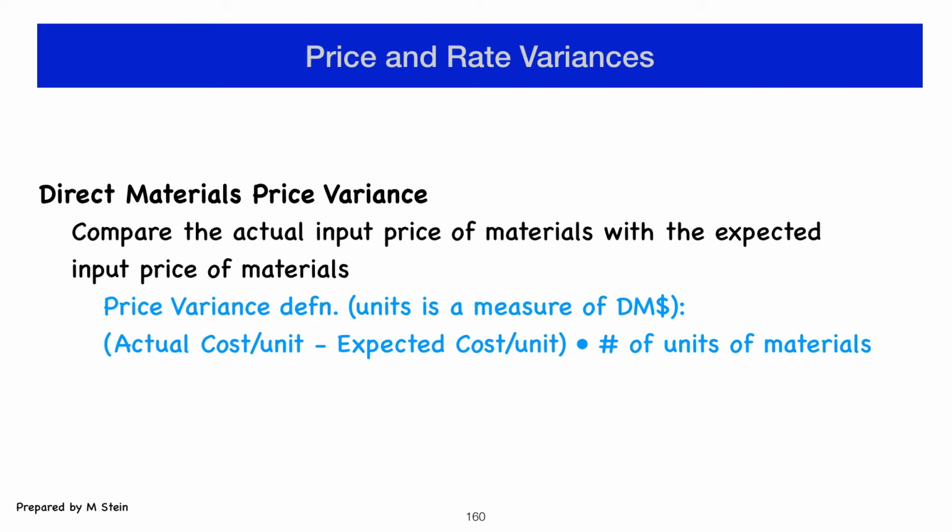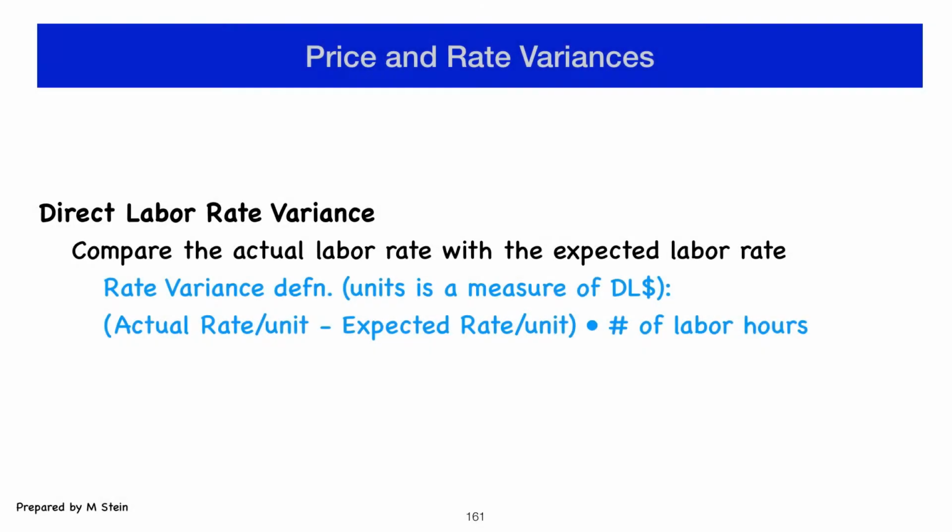We calculate this by taking the delta P times the number of units of materials that were purchased or, in some cases, used in the production process. The direct labor rate variance is the change in price, actual labor rate minus the expected labor rate, times the number of labor hours used in production.